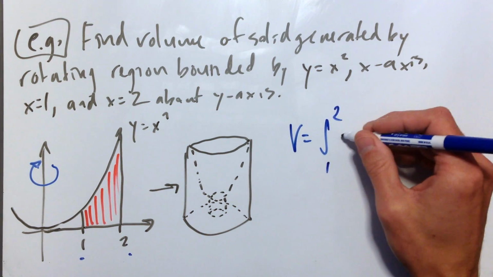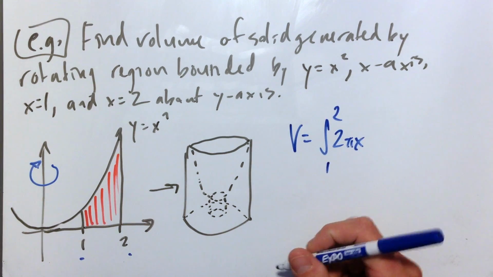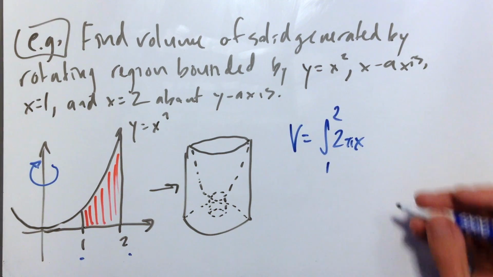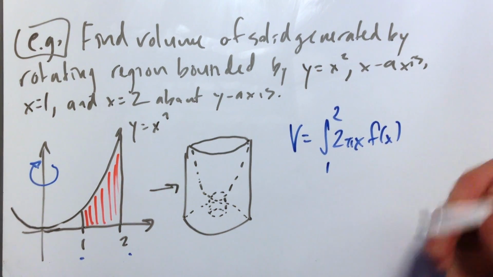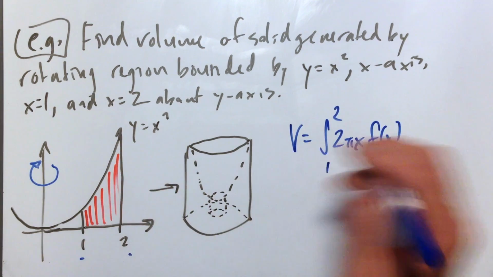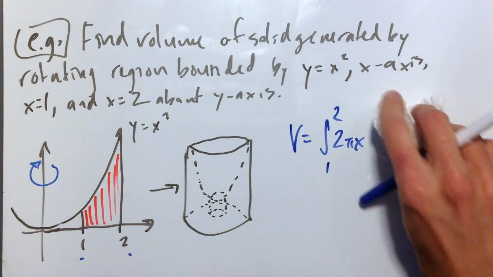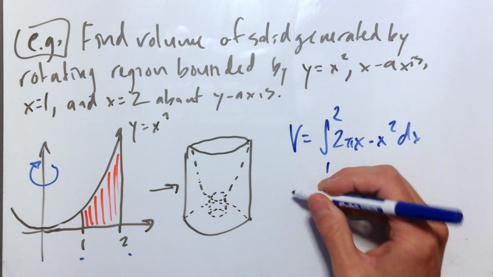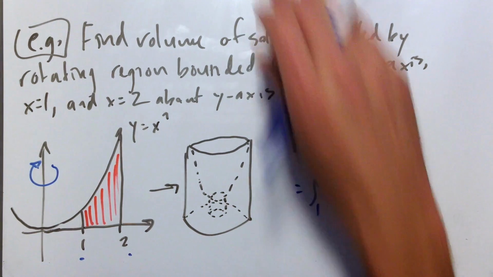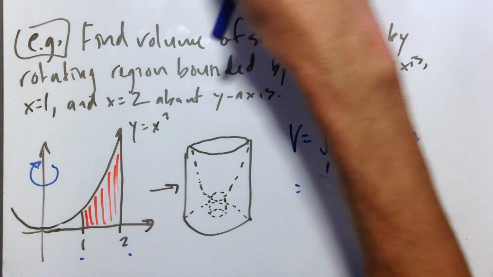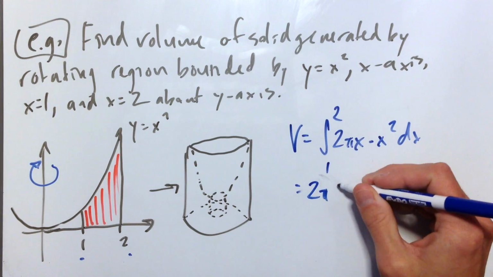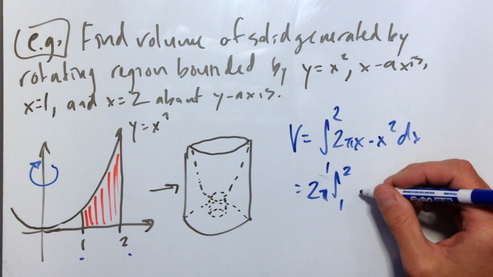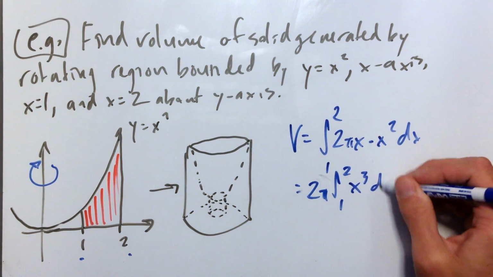1 to 2, of 2 pi times x, because x is what we're adding the cylinders up from 1 to 2 over, times f of x. x is the radius of each cylinder, f of x is the height of the function, and the function is x squared, dx. So it's the integral from 1 to 2. I often like to pull out the 2 pi to make things less messy. So it's 2 pi times the integral from 1 to 2 of x cubed dx.